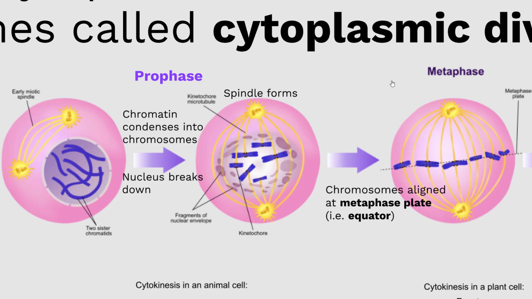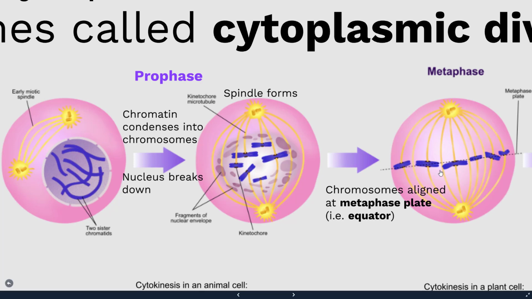Now, since we call the opposite ends of the cell where the centrosomes are the poles, one name for the center of the cell is the equator. An alternate name for the center of the cell is the metaphase plate. And this is where the chromosomes are aligned in the center.